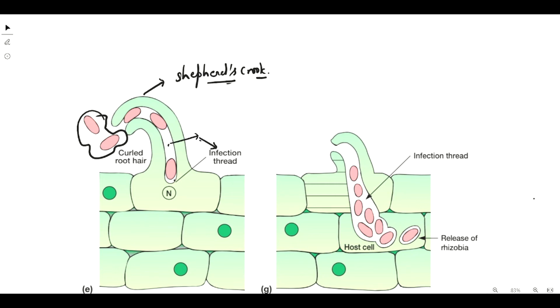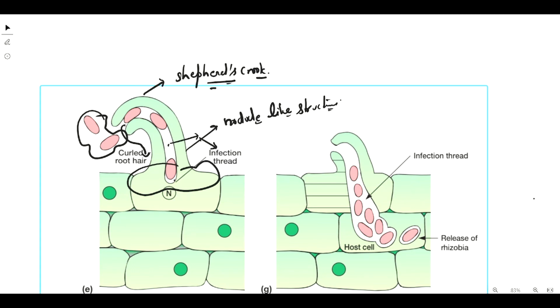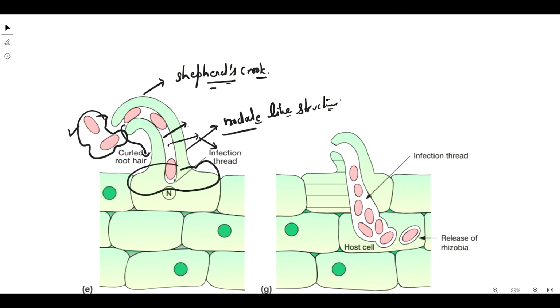Upon formation of the Shepherd's crook, this infection thread starts to grow towards the primordium region of the root hair, and here it finally forms the nodule-like structure, or you can say a tube-like structure. So this Shepherd's crook is to entrap the rhizobium, and the tube-like structure here is the infection thread, and together they all form the nodule structure.